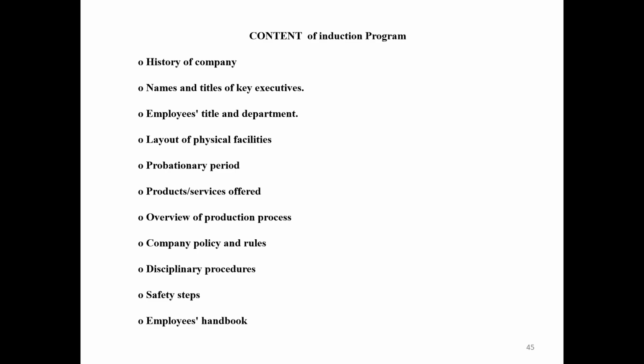First, the name of the company, the history of the company, the employee's title, department, and the layout of the physical facilities. Basically this one is very, very important. Then the different products and services the company is going to provide, an overview of the production process, company policies as well as rules, disciplinary procedures, safety steps, and the employment handbook. Basically, what the employee is going to do.